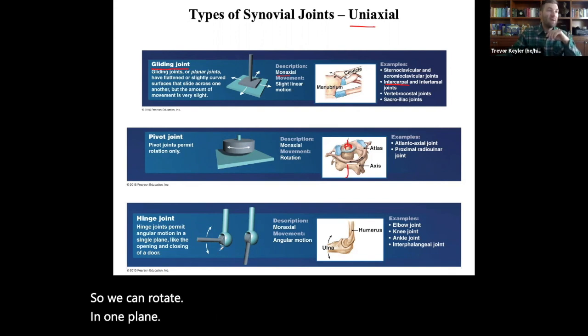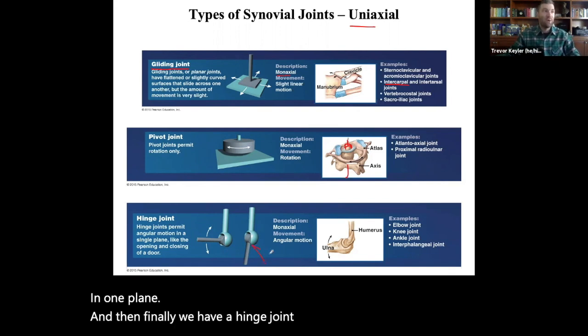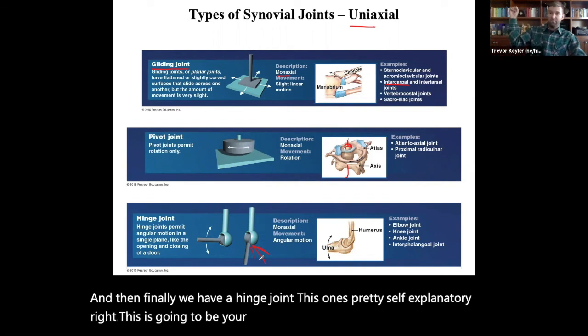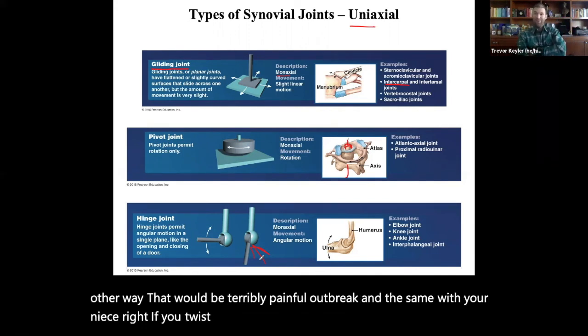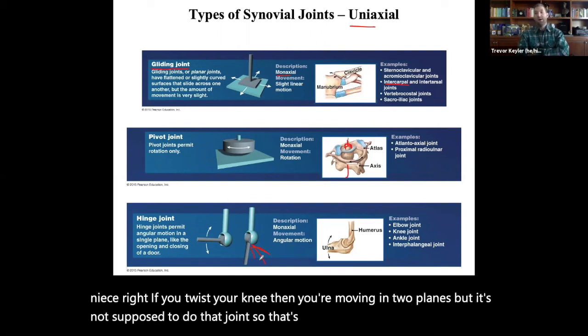And then finally we have a hinge joint. This one's pretty self-explanatory, right? This is going to be your elbows, one plane, you can't really move it any other way. That would be terribly painful and it would break. And the same with your knees, right? If you twist your knee, then you're moving in two planes, but it's not supposed to do that at that joint. So that's a hinge joint, just like a hinge on a door. So elbow, knee.